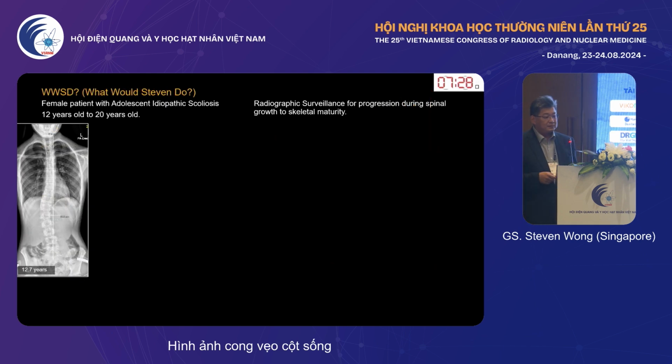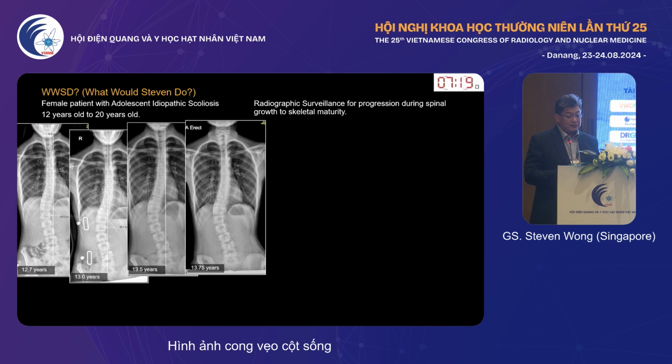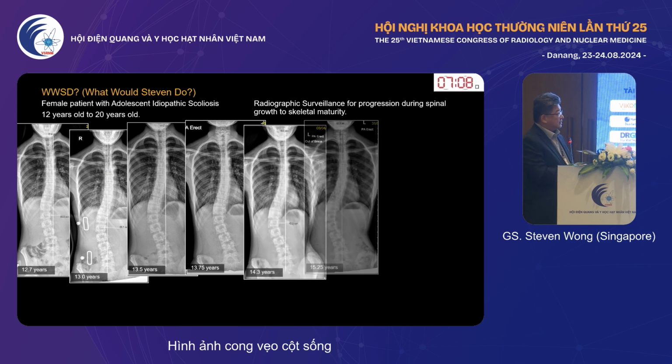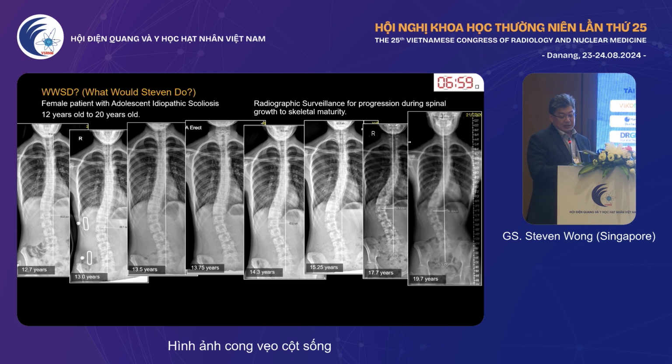So what would Stephen do, all right? So you have a female patient with adolescent idiopathic scoliosis. So we just follow to maturity and see. And in this case, at 13 years old, you can see she was put into a brace for a while to stop the primary curve getting worse. And if you follow it, she actually got better over time. She was an active sportsman. She does running and stuff. And by the time she's 19, it is fairly stable.